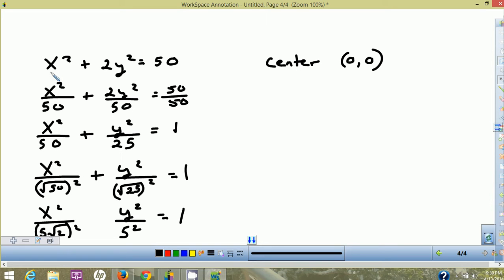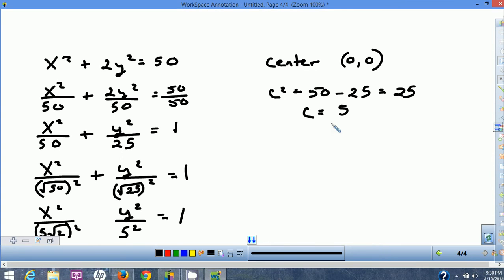What about the foci? Well, remember for the foci, C squared is equal to A squared minus B squared, so 50 minus 25 is 25. But I don't want C squared, I want C. C is equal to the square root of 25, which is 5. So if that's equal to 5, where was my bigger number? Was it under the X or under the Y? It was under the X, which means that this is going to go left and right. So I'm going to go left and right from this 0, 0. So my foci are at 5, 0, 5 to the right, and negative 5, 0, 5 to the left.